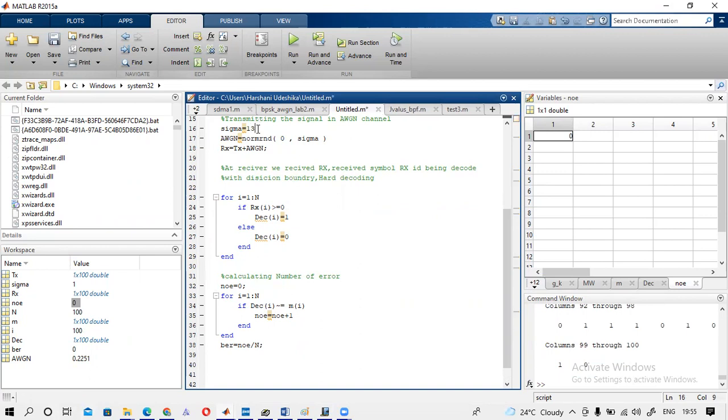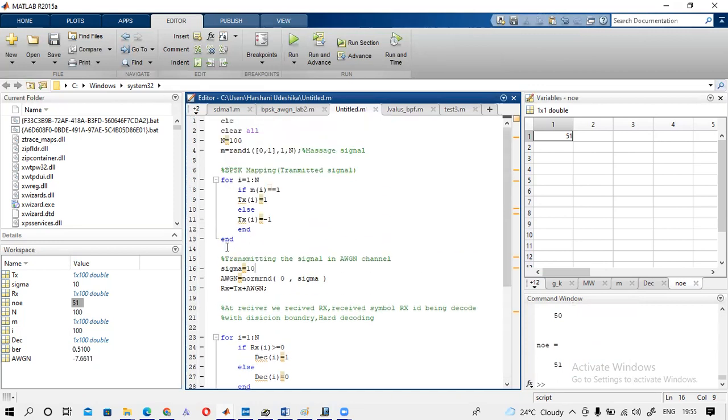Let's put some value of 10. You will get nearly 0.5, that means nearly 50 bits are incorrect. So you will get nearly that value, every time, every iteration. Is that okay?